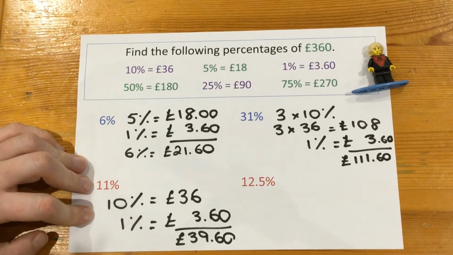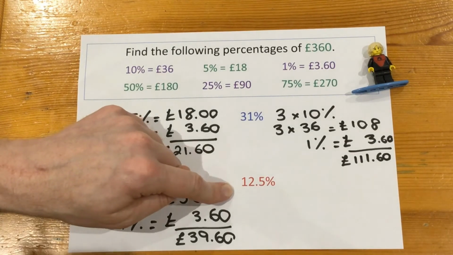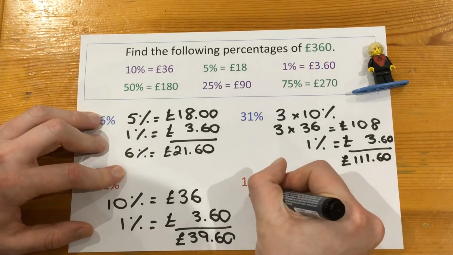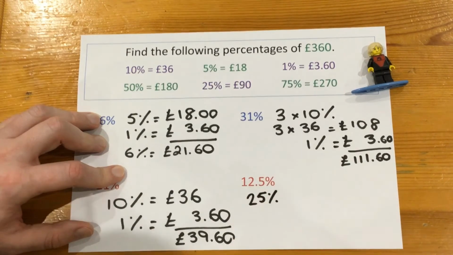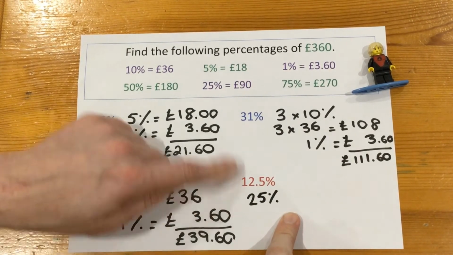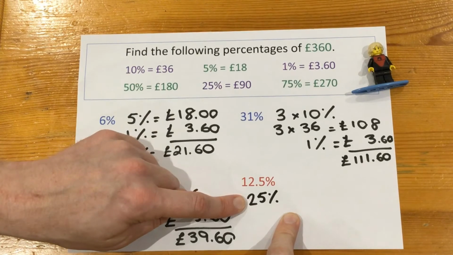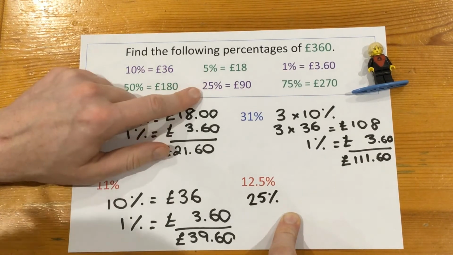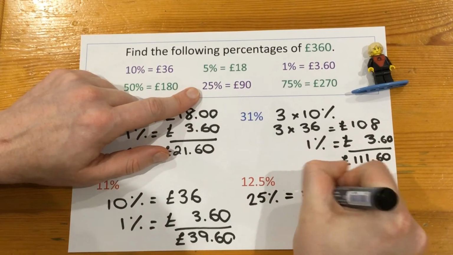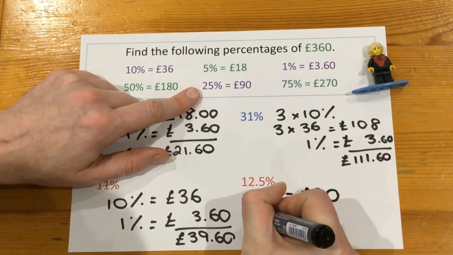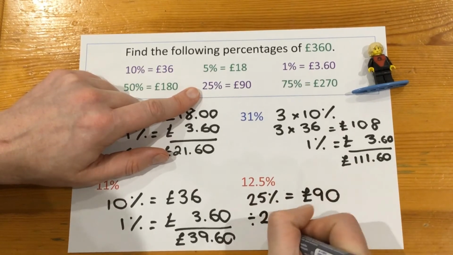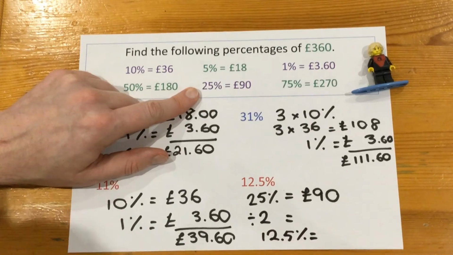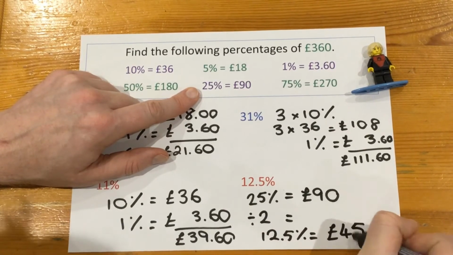But the easiest way is actually to look at what is double 12.5%. Double 12.5 is 25%. And I know what 25% is, so I'm going to actually use my 25% and halve it to turn that into 12.5%. So 25% is £90. So if I divide that by 2, that tells me that 12.5% is £45.